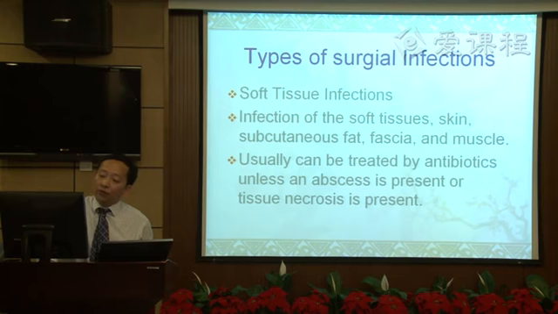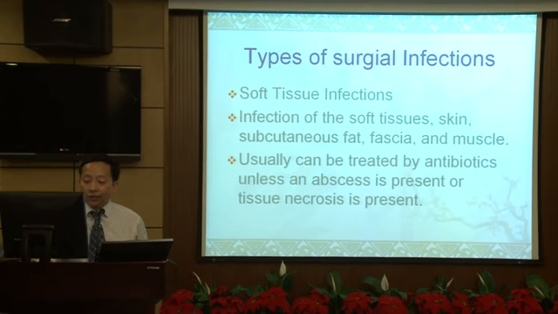There are different types of surgical infections. The first is soft tissue infection. That means infection of soft tissue, skin, subcutaneous fat, tissue, and muscle. It usually can be treated by antibiotics unless an abscess or tissue necrosis is present.